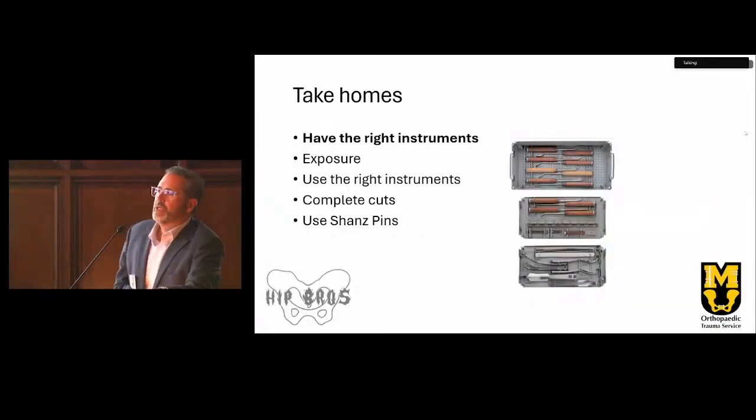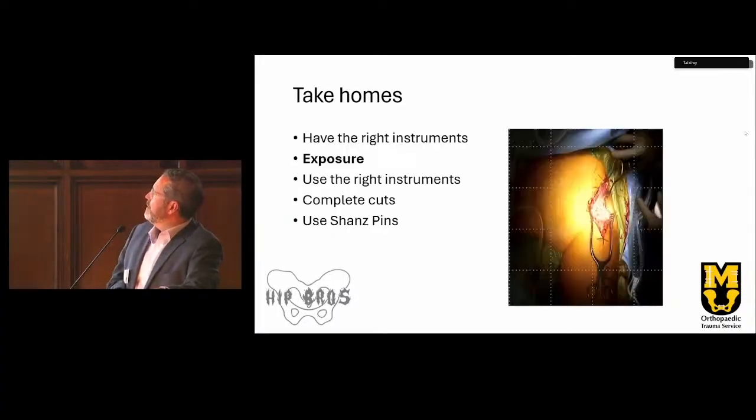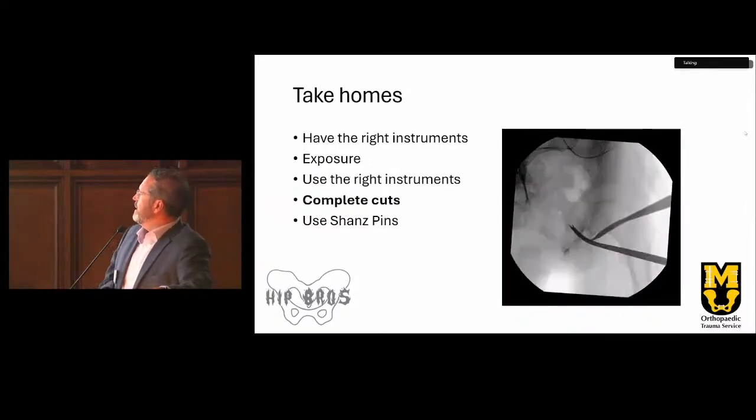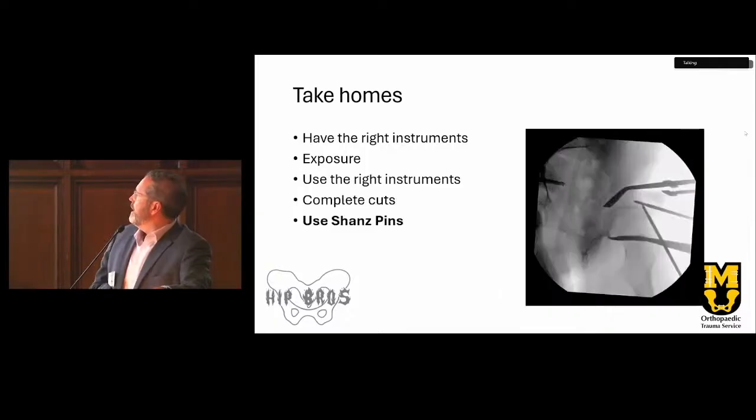So the take-homes: using special instruments is helpful. Choose whichever exposure you feel gives you the best access. And then use the specific osteotomes that help facilitate the cuts that you need to make and the size of the patient. I think the most frustrating thing early on is the ischial cut, making sure that you get that complete. If it's not moving, that's, at least for me, been the problem, not so much the pubic cut. And utilizing the Schanz pins has been really helpful. Thanks.